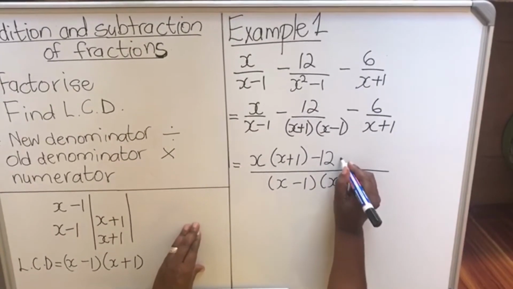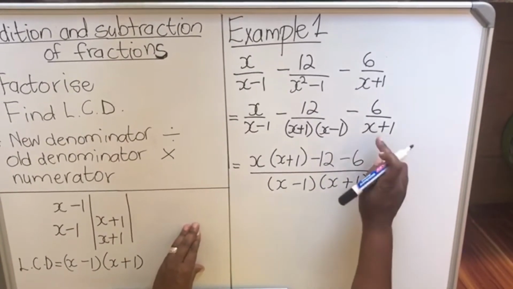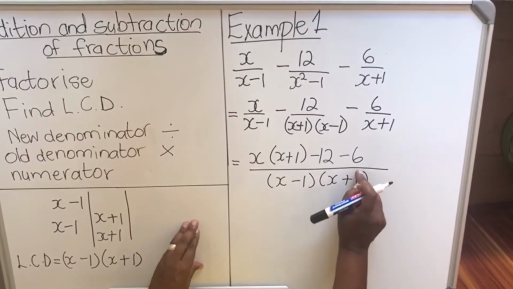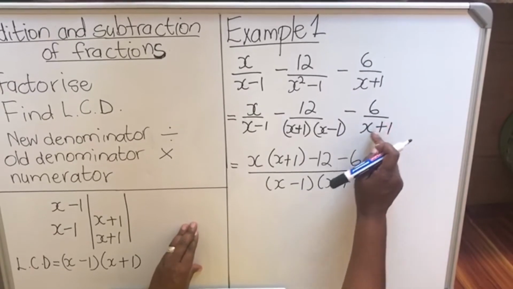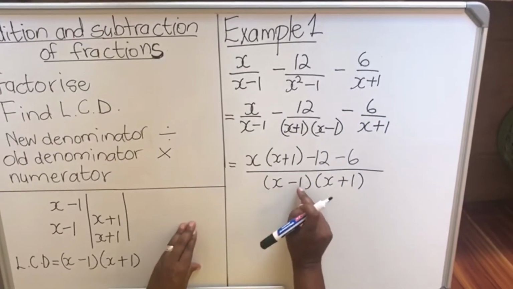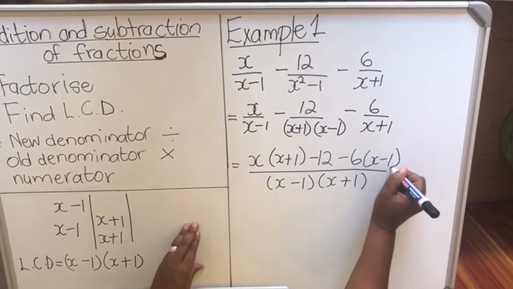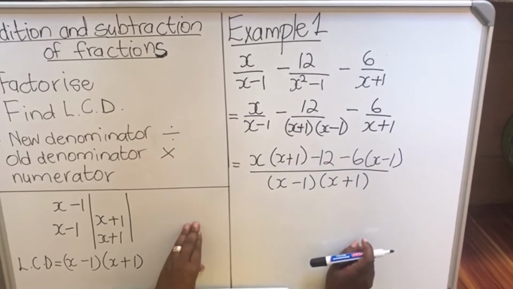Then I write the 6. New denominator is this one. This is my new denominator. So that will cancel the old denominator. I'll be left with x minus 1. Open bracket, x minus 1. So this is my new expression.